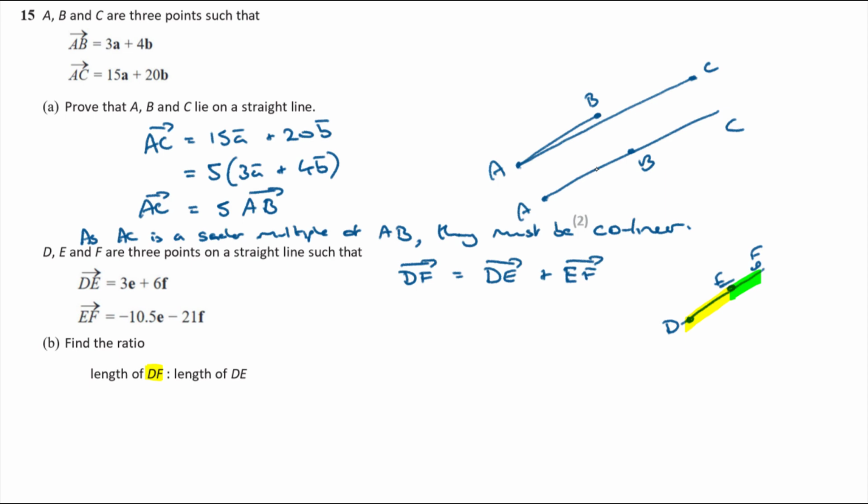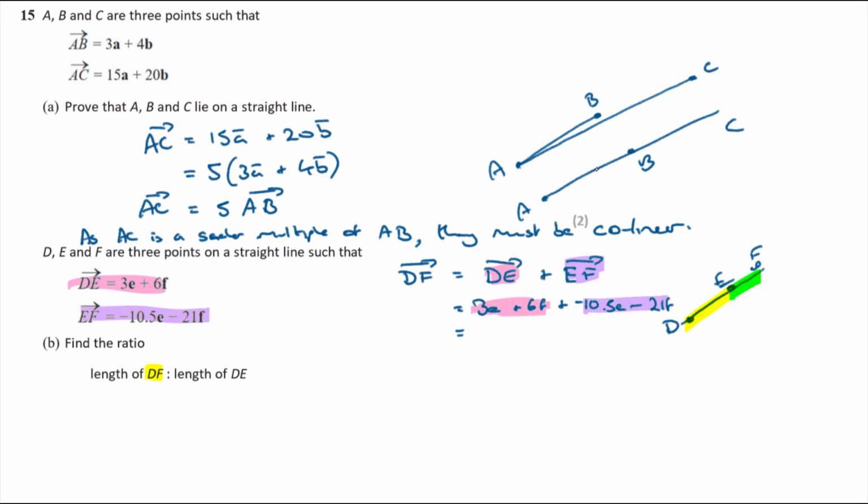All right, so that means I can add those two vectors together. I've been given it, which is 3E plus 6F for DE, plus negative 10.5E minus 21F, for that's EF, isn't it? Okay, so I've just taken the vector DE that I was given and written it here, and I've taken the vector EF that I've been given and written it here. Now I'm going to add those together and make one vector, DF.